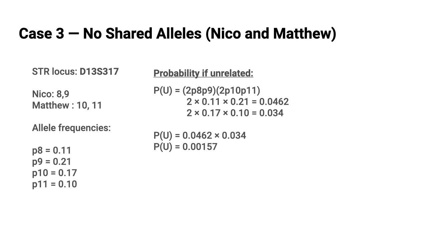What's the probability if unrelated? Again, there is a formula for this. And if computed, the product is 0.034. Now, when we compute it, the final product for this is 0.00157.